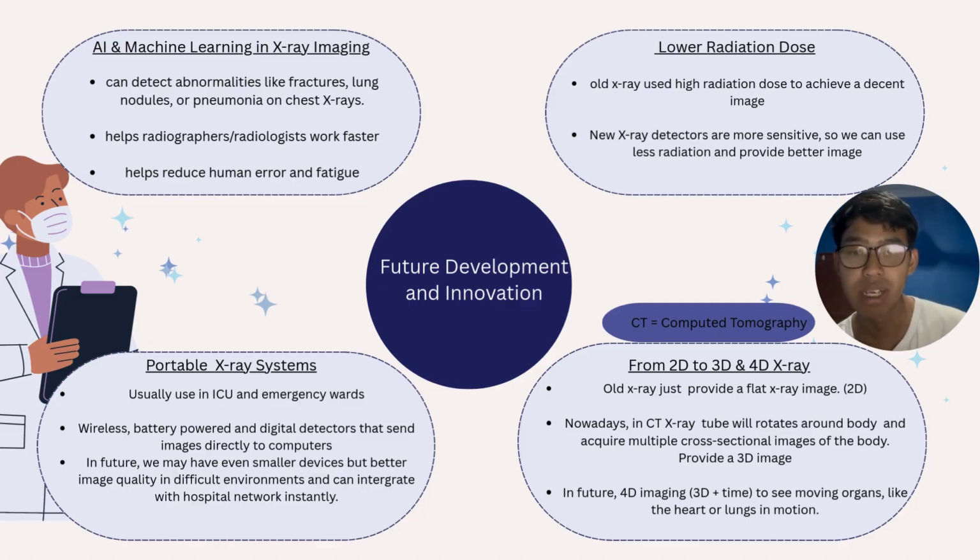Conventional X-ray just provides a flat image, which is 2D. But nowadays, in CT, the X-ray tube rotates around the body and acquires multiple cross-sectional images of the body, and it can provide a 3D image. But maybe in the future, we can have 4D imaging, where we can see organs moving, like the heart or lung motion.